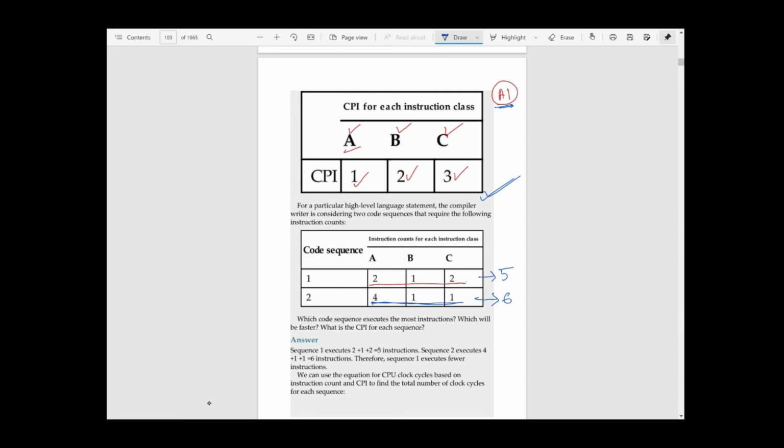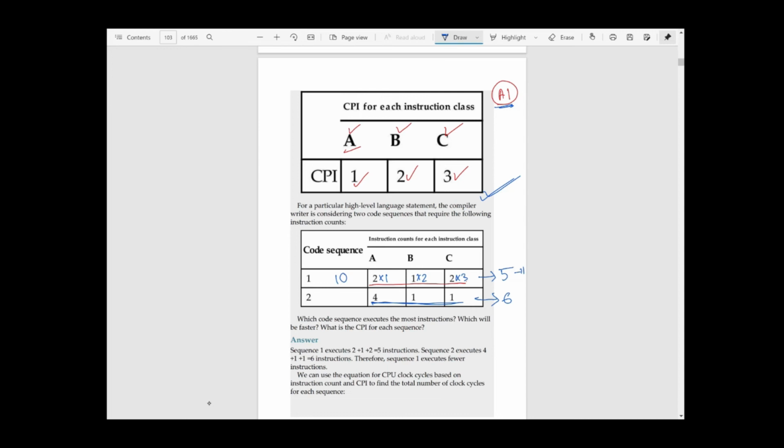So now let us calculate the total cycles required in each sequence. The first sequence will require 2 into 1 plus 1 into 2 plus 2 into 3. How many cycles will be required? 2 plus 2 plus 6. So 10 cycles are required here, right? 10 cycles are required. I'm writing it here.